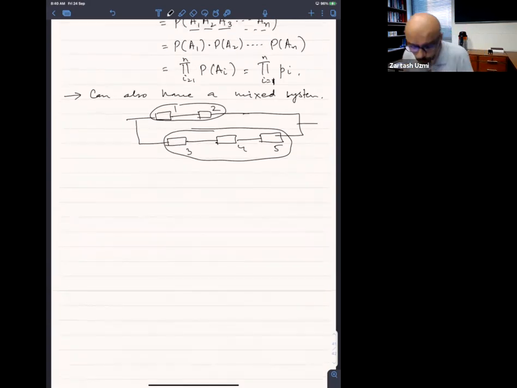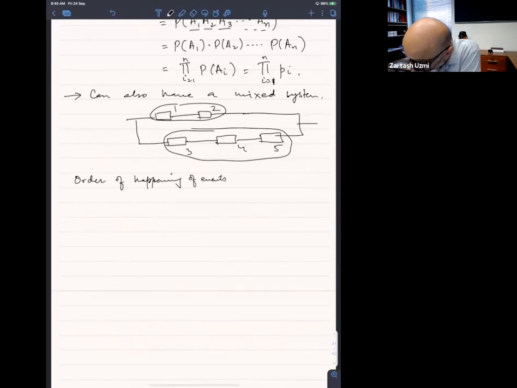So now I'm going to talk about a very interesting topic, which is about the order of happening of events in independent repeated trials.